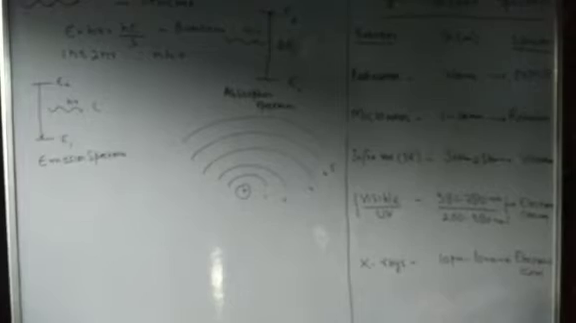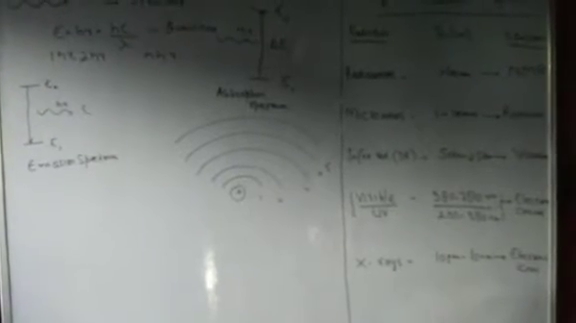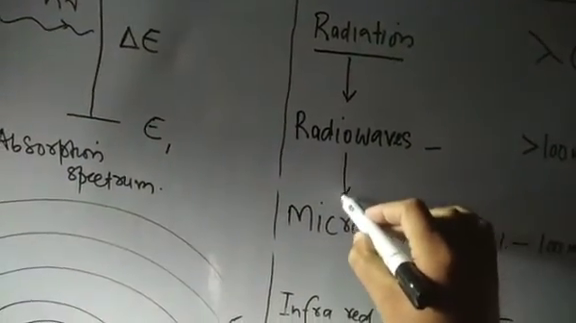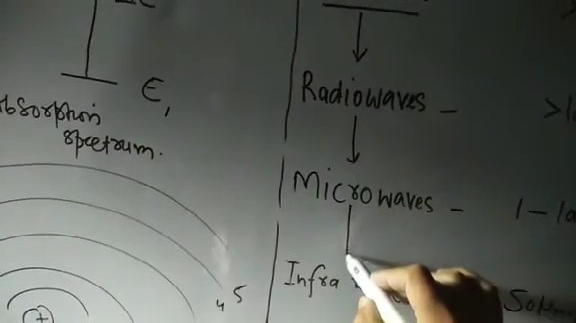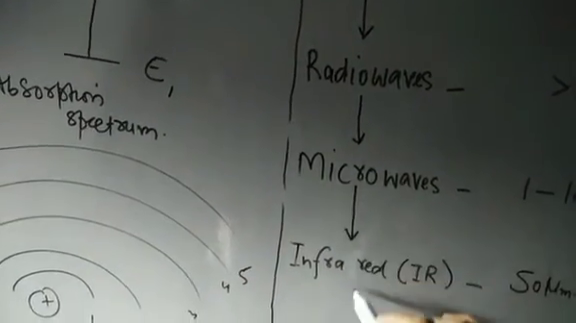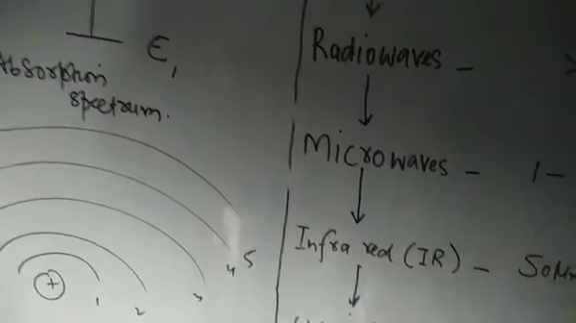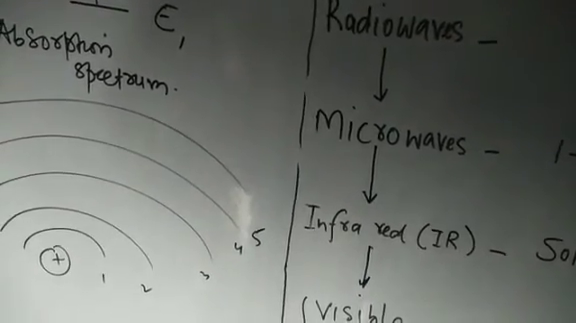So this is the table, radio waves, and so this order is basically the increasing order of frequency or decreasing order of wavelength. So this is called the electromagnetic spectrum.